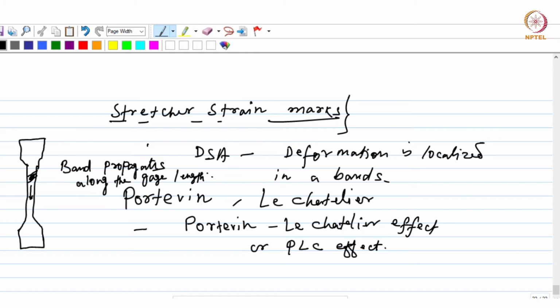And this is manifested in many cases as surface marks, which are known as stretcher strain marks. And the other manifestation, of course, is the serration in the stress strain curve. So these are the ways in which the DSA is manifested, right? So now we'll try and understand this phenomenon, the PLC effect or dynamic strain aging.